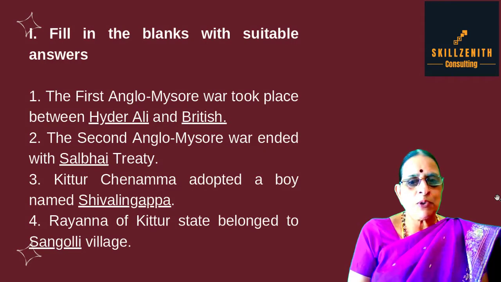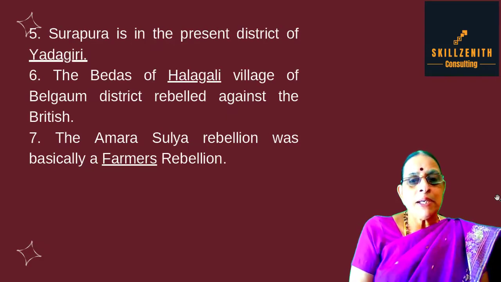The first Anglo-Mysuru War took place between Hyder Ali and British. The second Anglo-Mysuru War ended with Salisbury Treaty. Kittur Chennamma adopted a boy named Shivalingappa. Rayanna of Kittur state belonged to Sangolli village. Surapura is in the present district of Yadagiri.